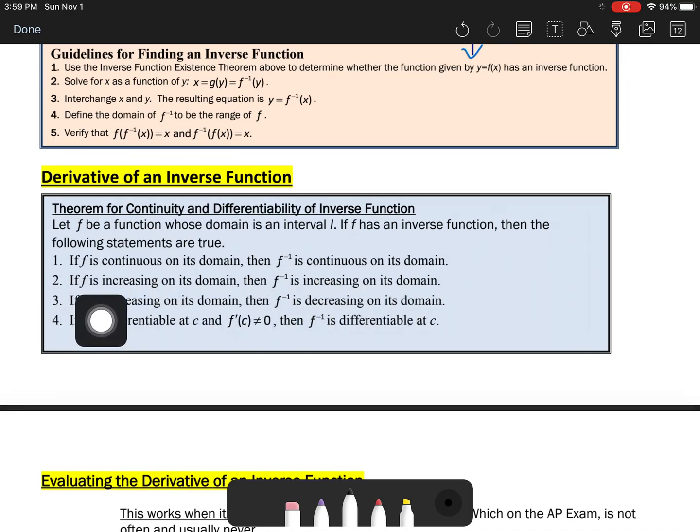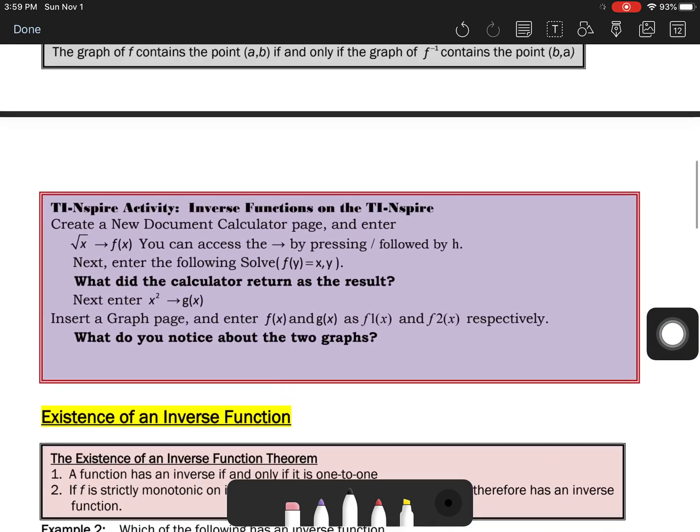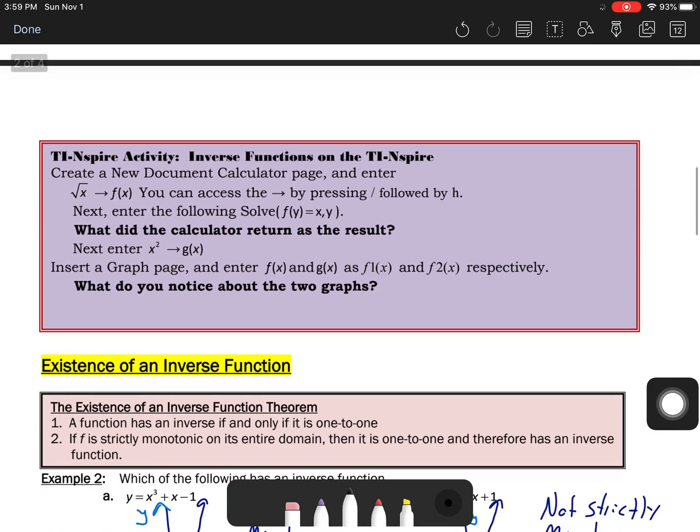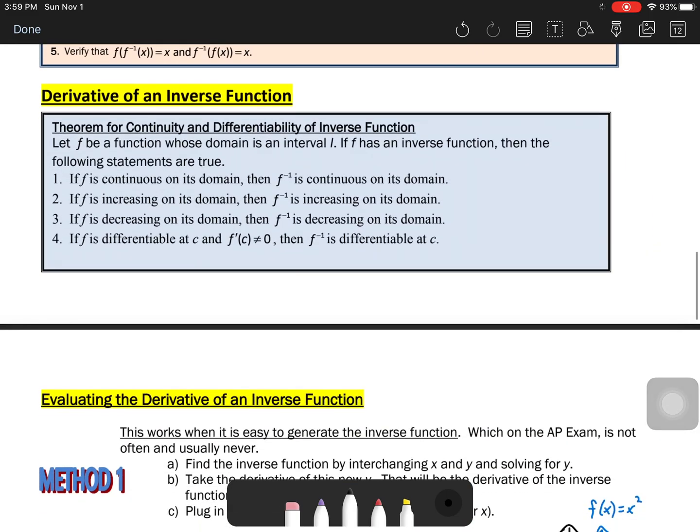If the original function is increasing on its entire domain, then its inverse will also be increasing on its entire domain. We can look at what we did right here. Our original function was this purple graph, and that was increasing on its entire domain, and its inverse, the red graph, is also increasing on its entire domain. That's just one example, but that'll be true for any function and its inverse. And if it's decreasing on its entire domain, then its inverse will also be decreasing on its entire domain. And finally, if the function is differentiable at c, where the derivative is not equal to 0, I'll talk a little bit more about that.